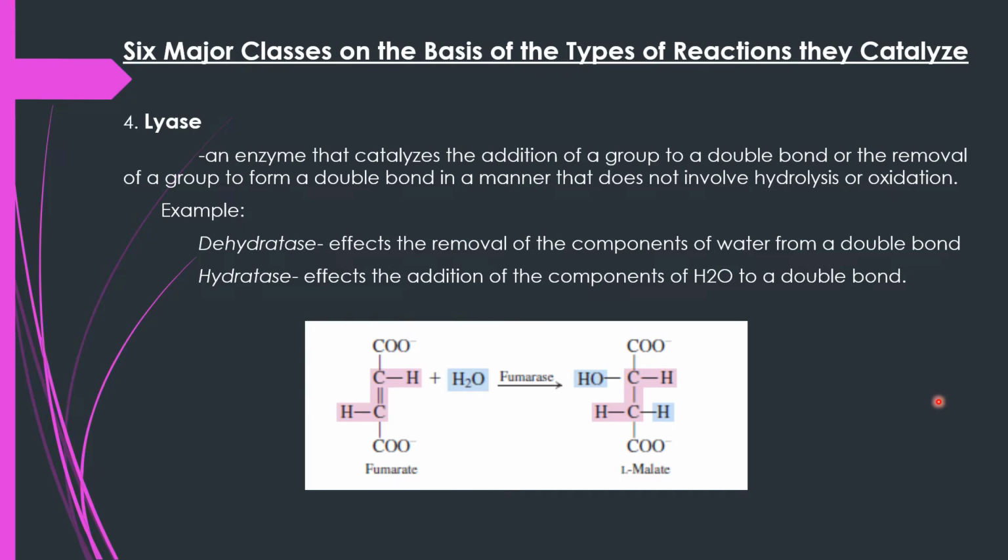We have the fumarate as one of the reactants and also water. It is catalyzed by the enzyme fumarase. So what happened to fumarate? It produced L-malate. The double bond already disappeared. Okay? Then the water is also attached to the fumarate structure. That's why the double bond between the two carbons disappeared, because it is already bonded to one hydrogen and to one OH group. So it produced the L-malate.